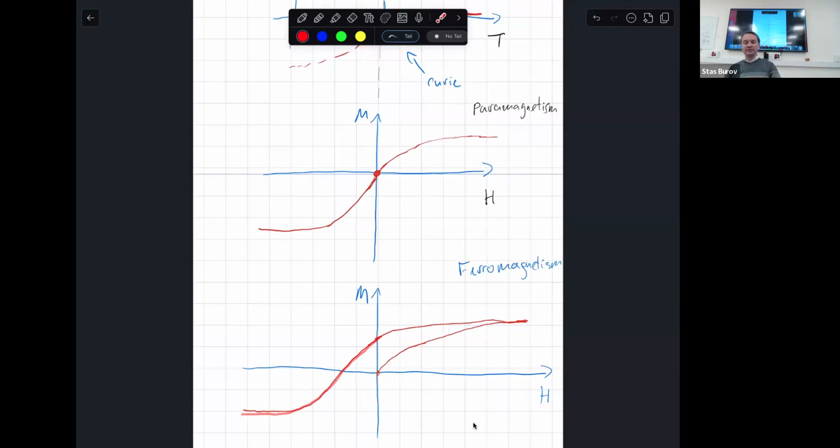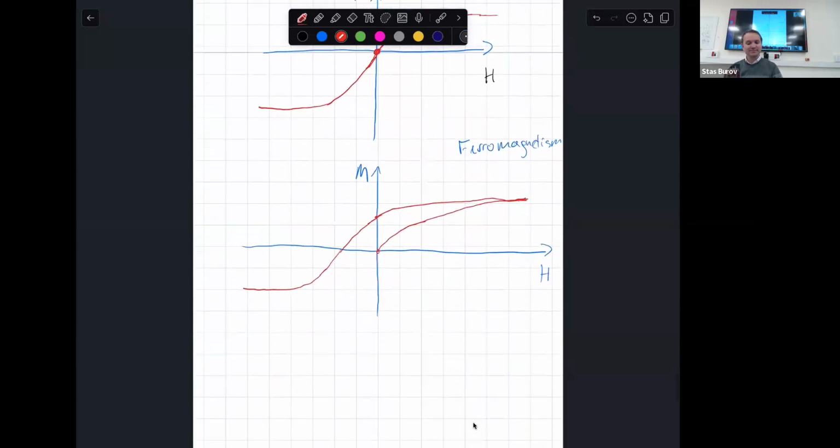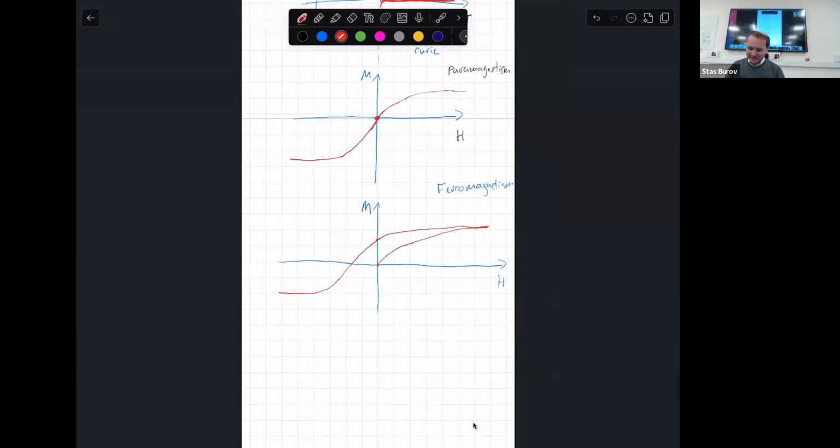We saturate at some negative value, and when we go backwards, we also do not go back to zero, and instead we do something like that. Fine? Okay. So this is the behavior. So you will have a closed loop, and this loop has a name. It's a hysteresis loop. Okay.